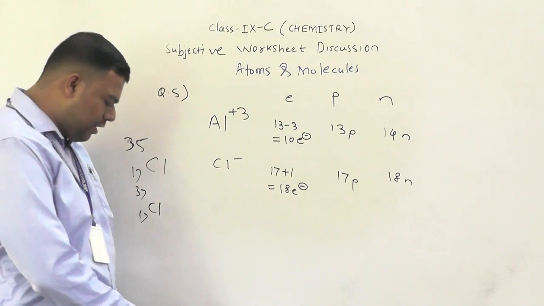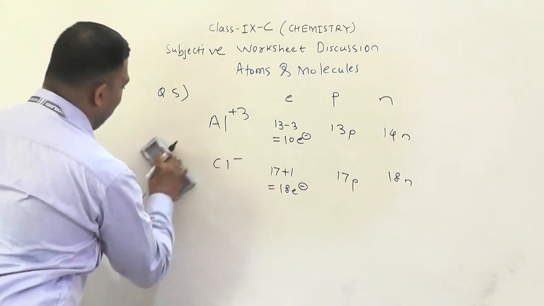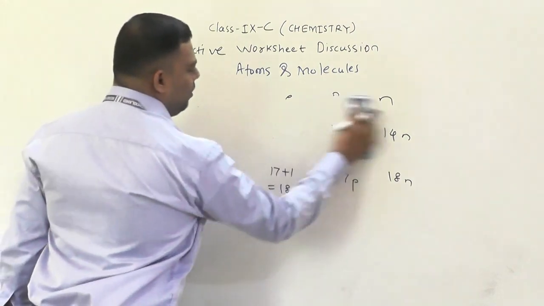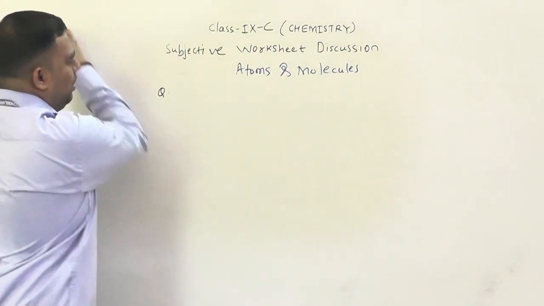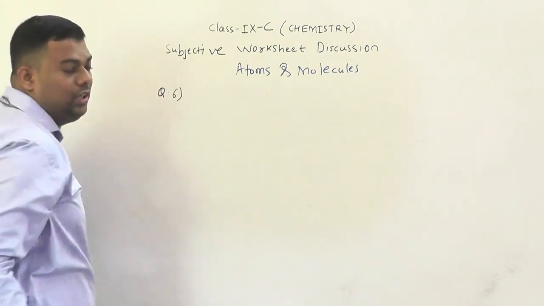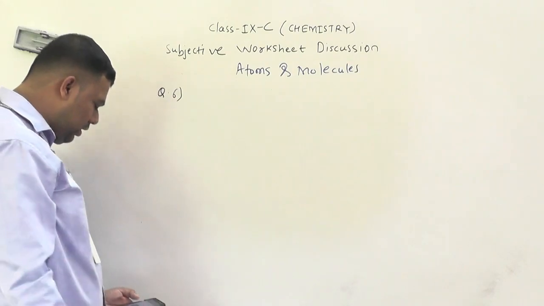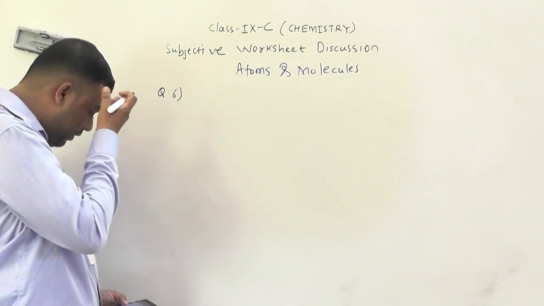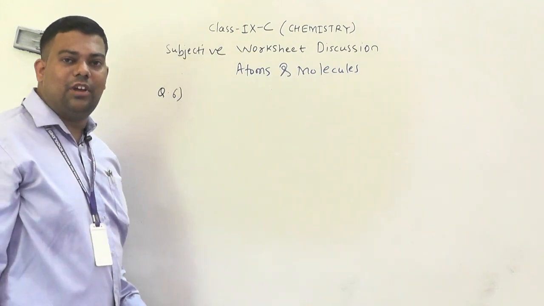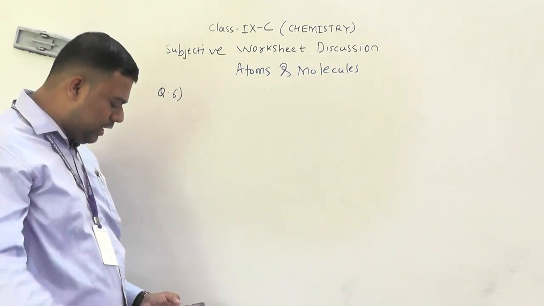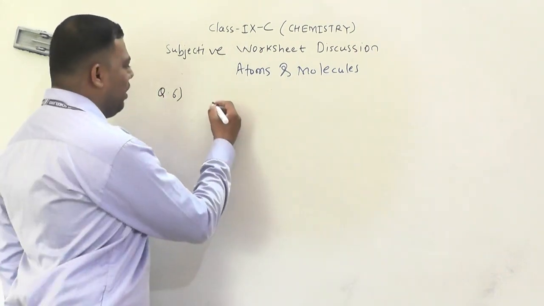Okay, so now we will discuss the next question. These are very easy questions because we already discussed them in our topic content. Okay, so see question number 6. Write the chemical formula of the following. First they give ammonium carbonate.